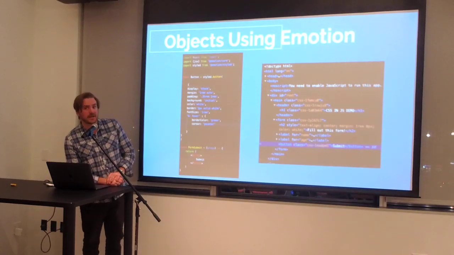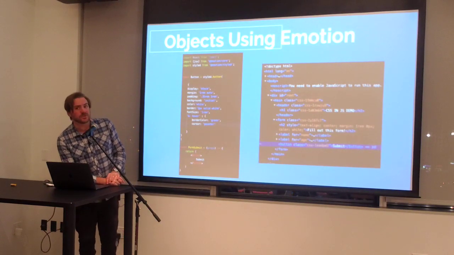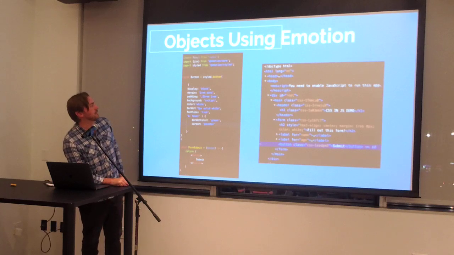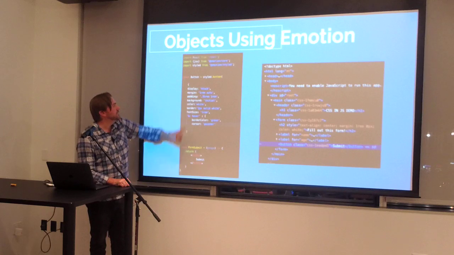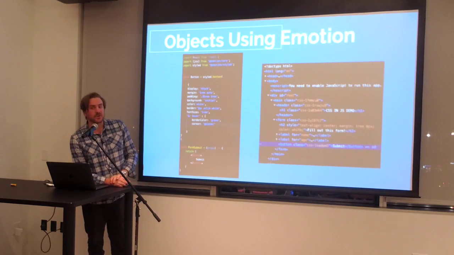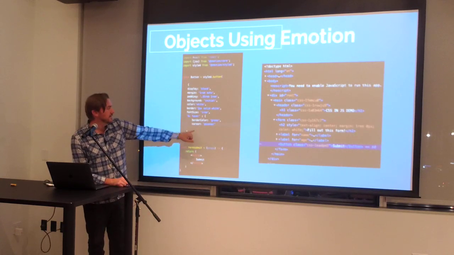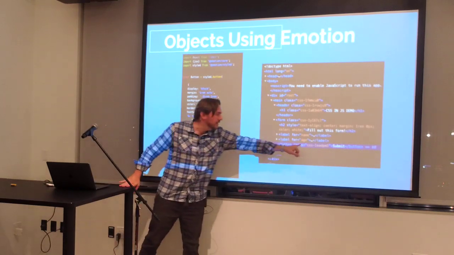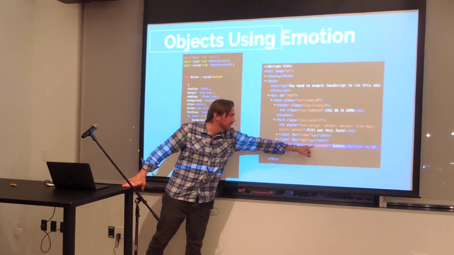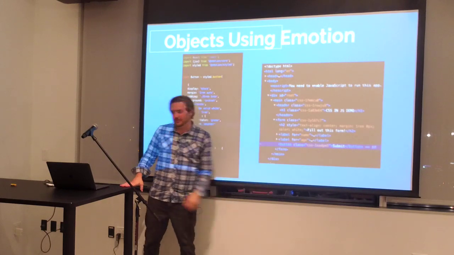Objects using emotion, and again, this is a styled component, but it's with an object. It's the same idea. You know, you have the style and the button, but here you create an object. And this too can be nested. You see I have a hover state. This is for a button. And you can also see over here this automatically generated class for it.